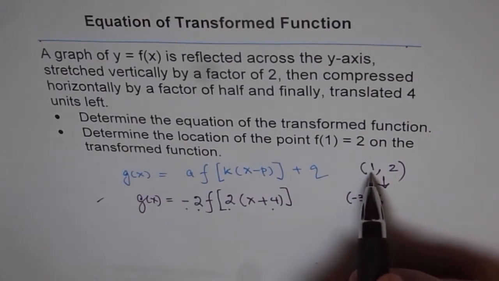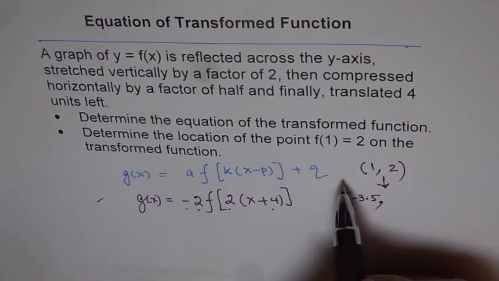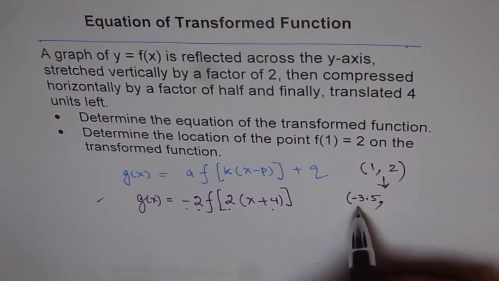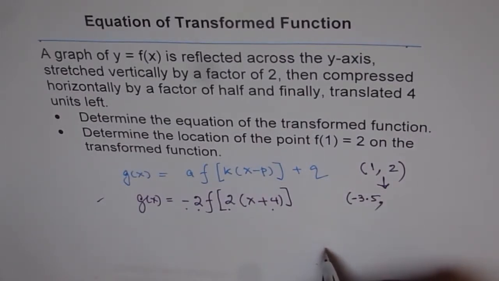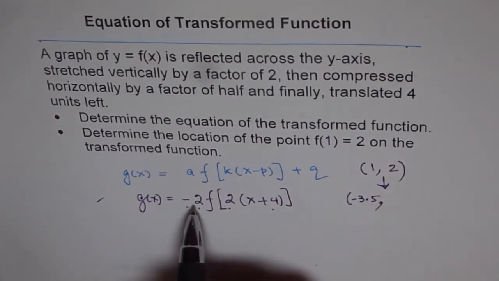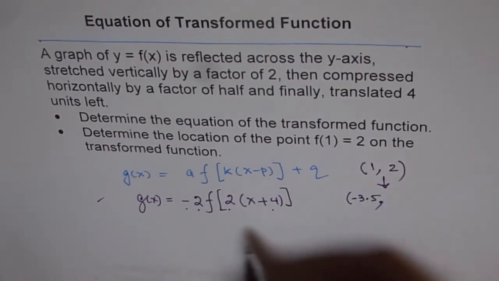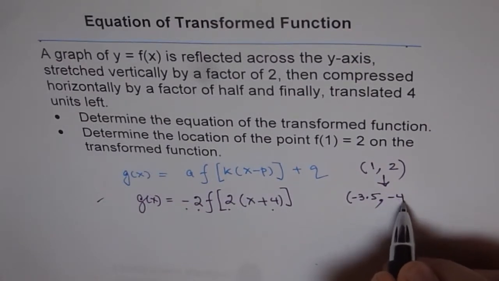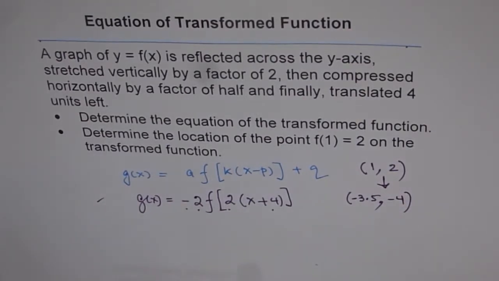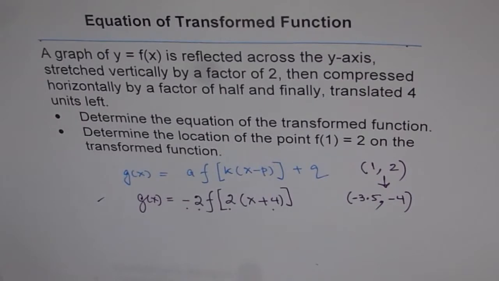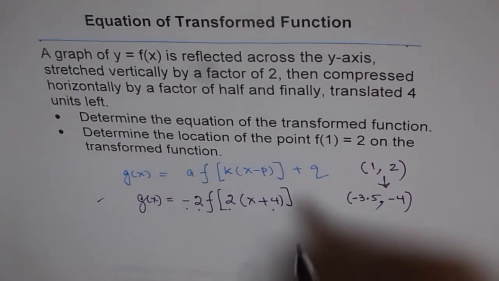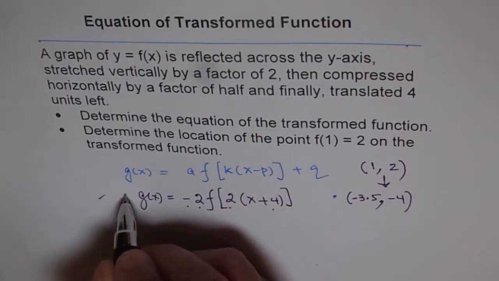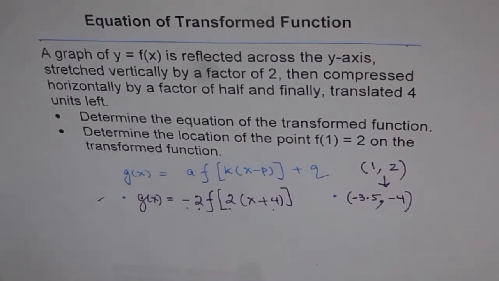So half of this is 0.5 and then minus 4. So 0.5 minus 4 gives us minus 3.5. The y value is minus 2 times whatever. So 2 times minus 2 is minus 4. So that becomes the transformed point for f(1) equals 2, right? So these are the respective answers to our questions. I hope that's not very difficult, and that's the way they should be answered.